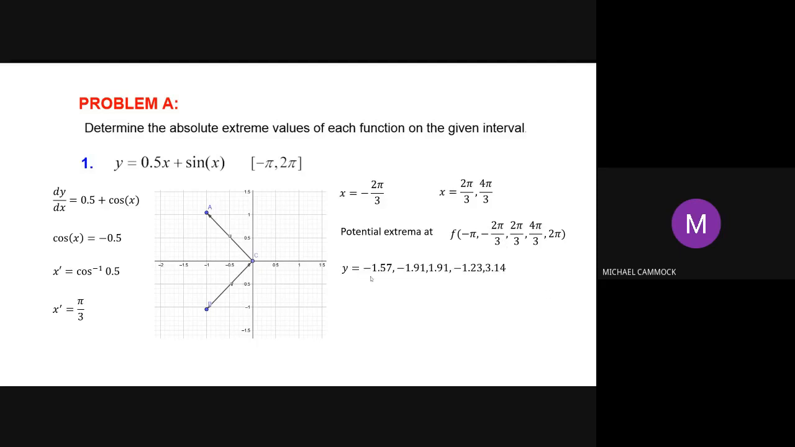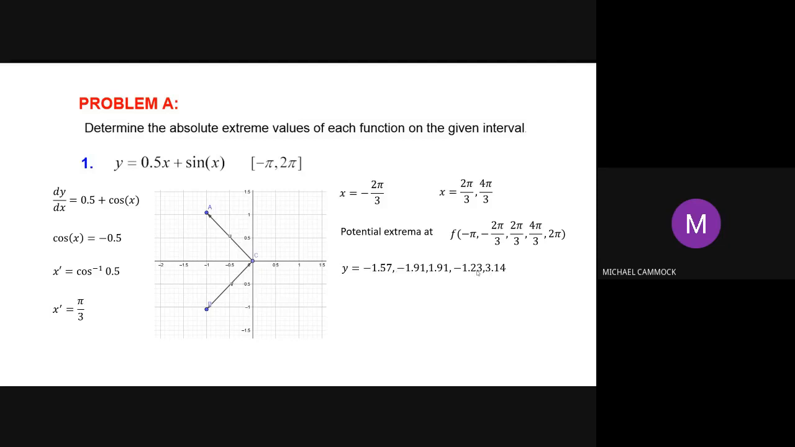These are the numbers that you're supposed to be getting. You do this for yourself. You're supposed to be getting the same thing that Ashley just said: minus 1.57, minus 1.91, minus 1.23, and 3.14. Confirm for yourself that when I put these various values, and hopefully everybody understands why I chose these values, into the function, these are the y values that I'm getting out.